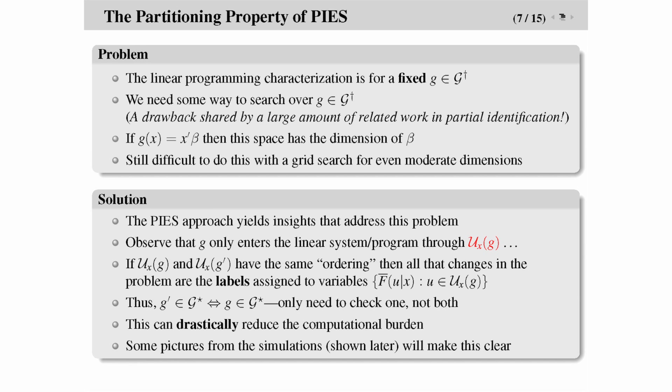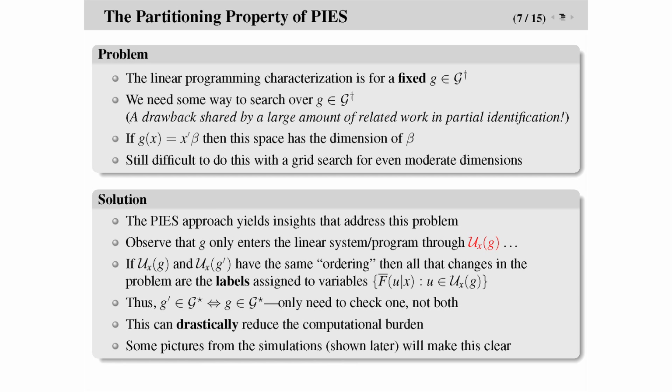I formalize this more in the paper, but essentially, if you have two values of this function G, say G and G prime, that induce the same ordering on this labeling set, then you know that G is going to be an identified set if and only if G star is an identified set. Why is that important? Well, it means that once you've created this sort of equivalence class of functions that induce the same ordering, you only have to solve once in that equivalence class. So that can drastically reduce the computational burden of searching over a space of dimension beta.